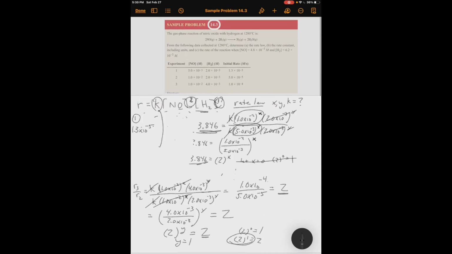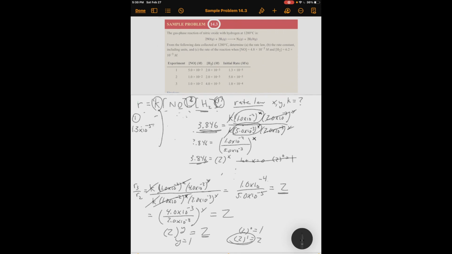3.7 times 10 to the minus 5 is sort of in between, right? Well, it's in between experiment 1 and experiment 2, right? Experiment 1 is 1.3 times 10 to the minus 5. Experiment 2 is 5 times 10 to the minus 5. 3.7 times 10 to the minus 5 is right in between there.